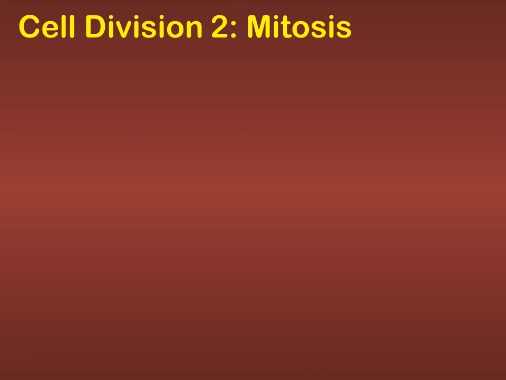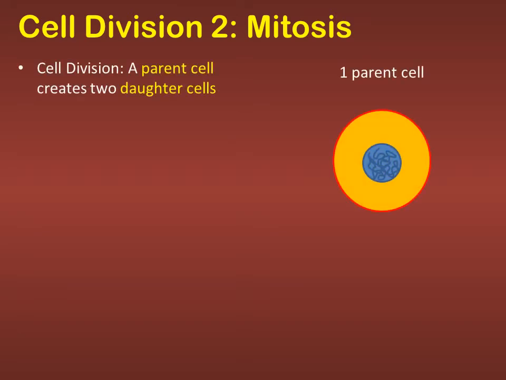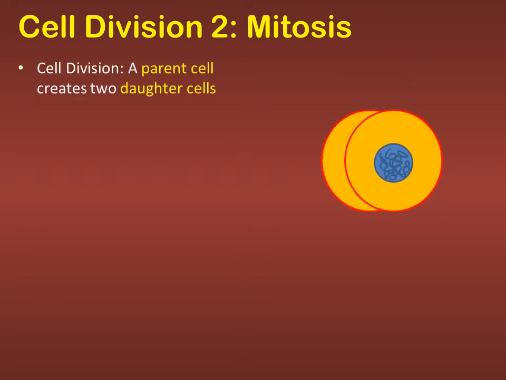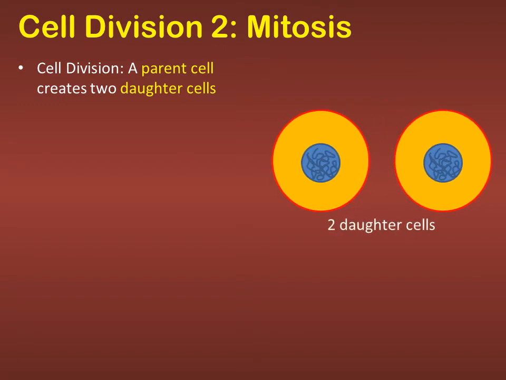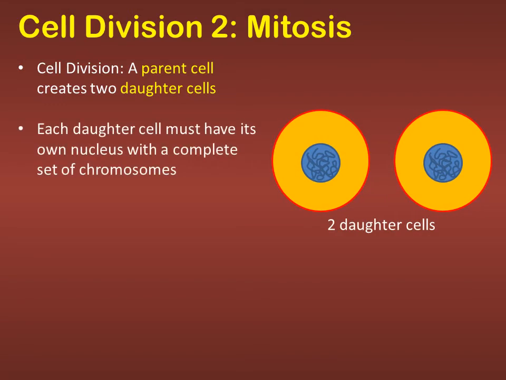Mitosis is the type of cell division that creates all our body's cells besides sperm and egg cells. In mitosis, a parent cell creates two daughter cells simply by dividing. Each daughter cell, however, must have its own nucleus with a complete set of chromosomes. The extra copy of chromosomes was created through DNA replication during the S phase of interphase in the cell cycle.